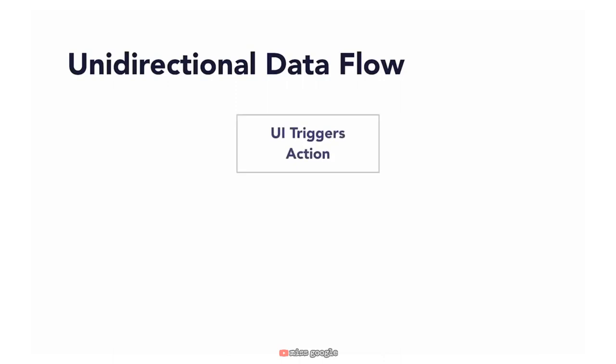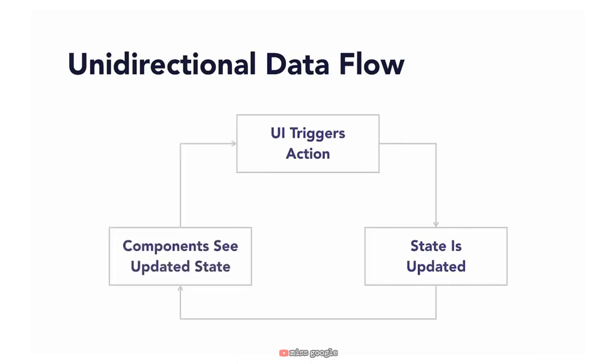The UI triggers an action, that action is reduced to get the new updated state, and the components in our application get read-only access to that updated state. We'll go into more detail about this in videos that follow, including what this all looks like in code and how components can access our store and trigger actions.